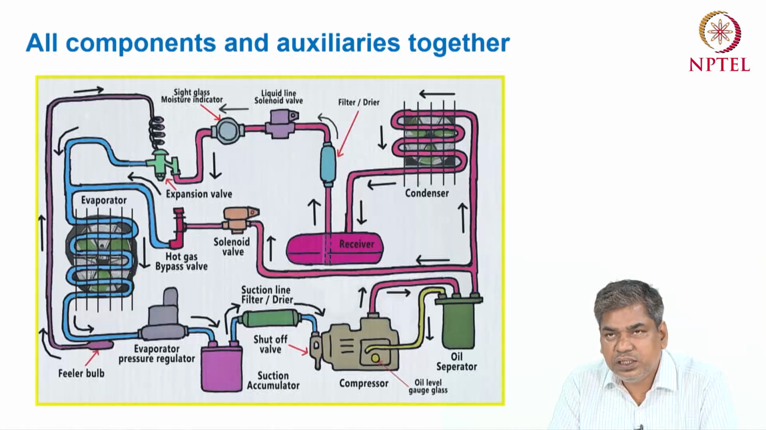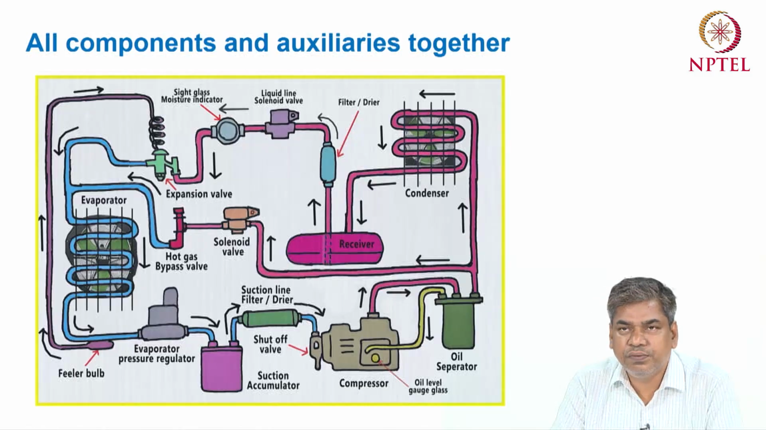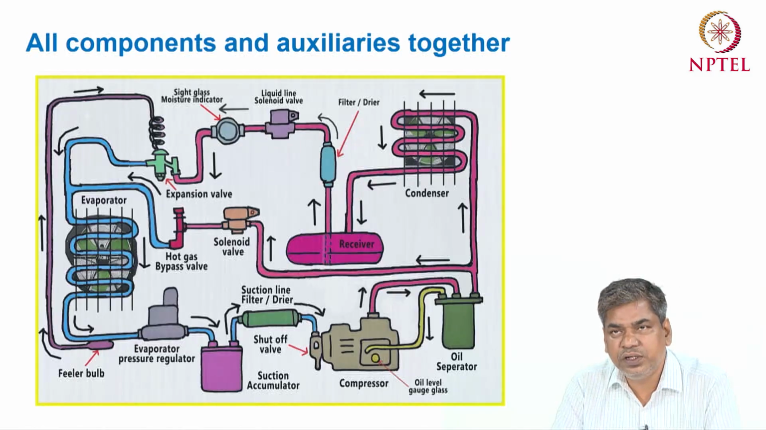Then after the condenser we can use the receiver. The receiver is basically a container, acting as a liquid container, so it can store the liquid after the condenser, and we can also maintain some outlet flow of the liquid refrigerant after the receiver. The receiver is also used to control the mass flow rate to the system. I will discuss it in detail.